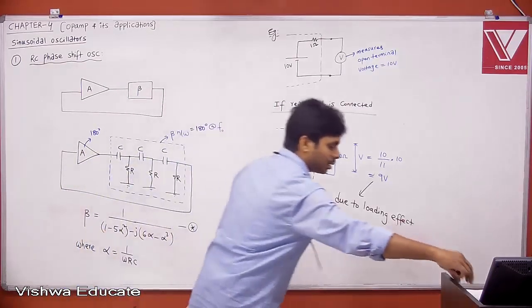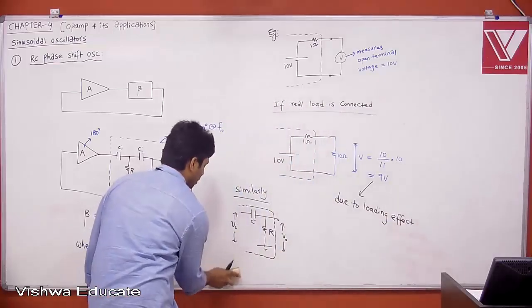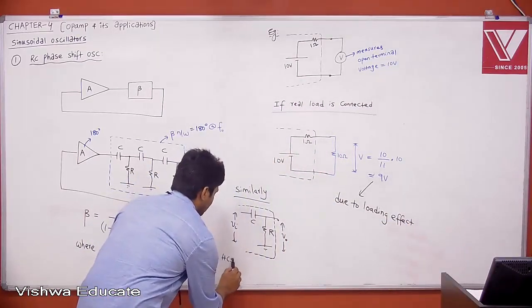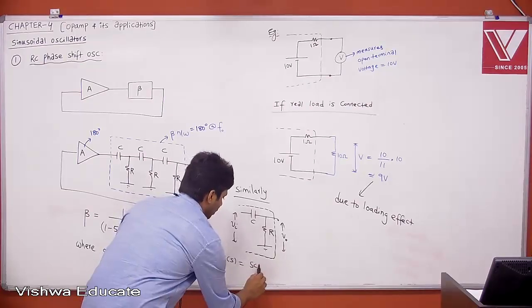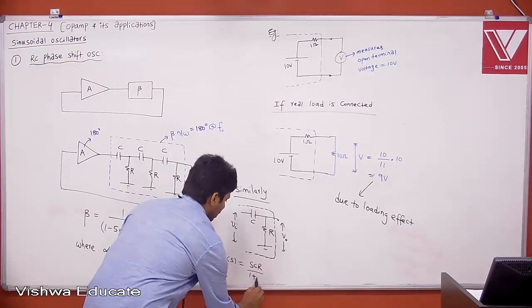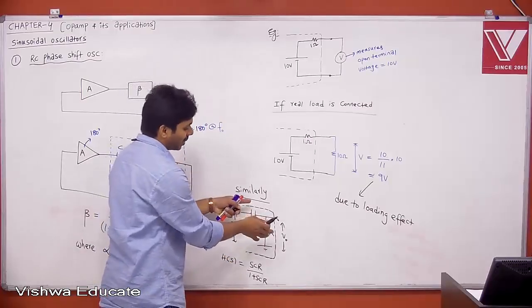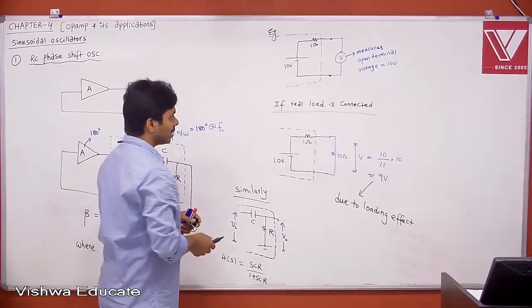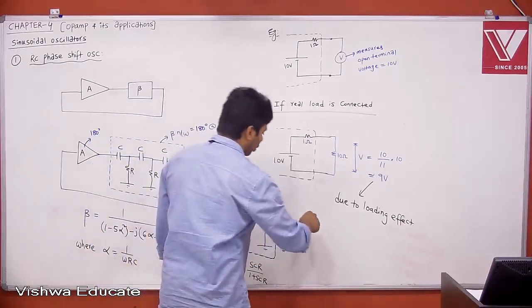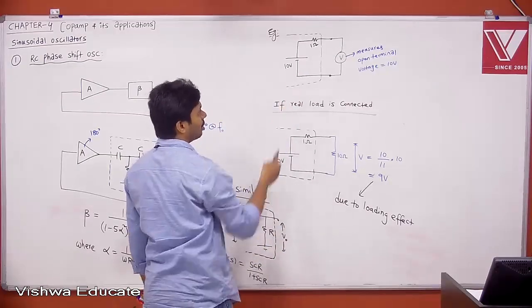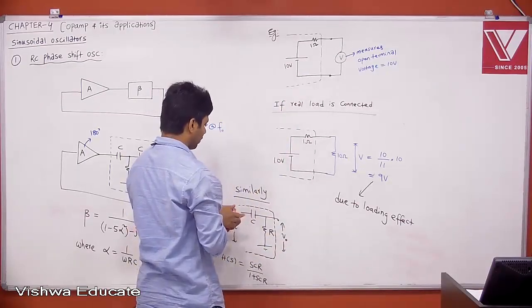What is the transfer function? It is nothing but H of S. Therefore, in this case, H of S is equal to 1 by SCR divided by 1 plus SCR. It is open terminal, but the same thing is expected in any case, right? Now, if a load is connected, this is without any load, and this is what is measured.